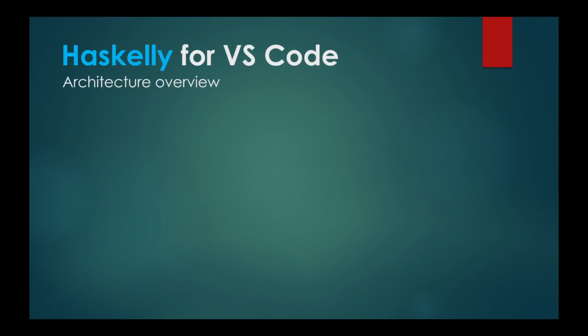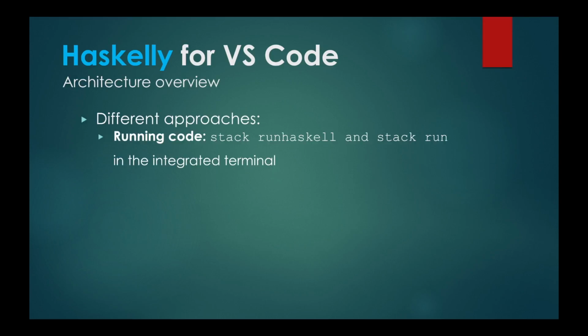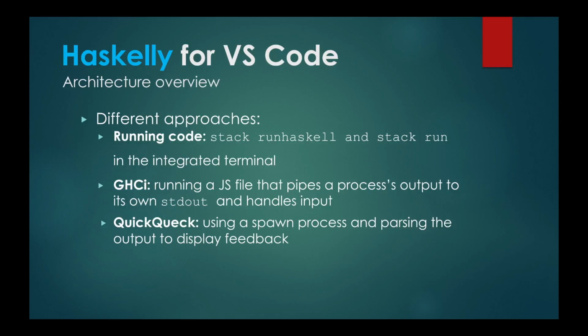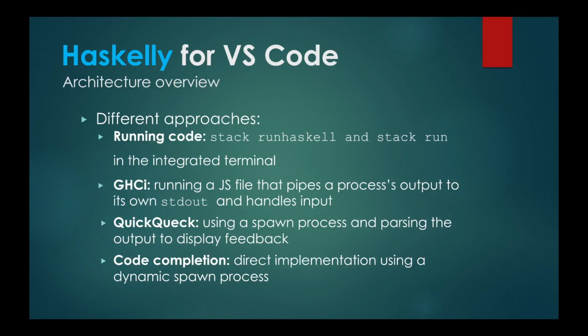Let's take a look at the architecture of Haskelly. We have different approaches. One is we're running stack run and stack test directly in the integrated terminal via Visual Studio Code. Another one is, in order to run GHCI, we run a JavaScript file that pipes a process output to its own standard out and handles the input. In order to run QuickCheck, we are using a spawn process and parse the output to display as feedback. Code completion is directly integrated using a dynamic spawn process. Let us take a look at the demo.